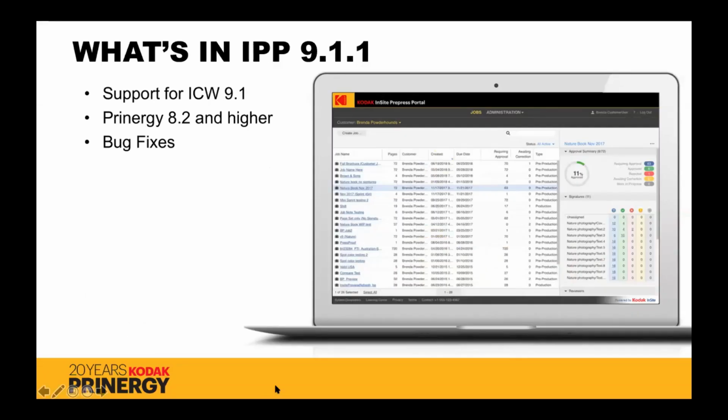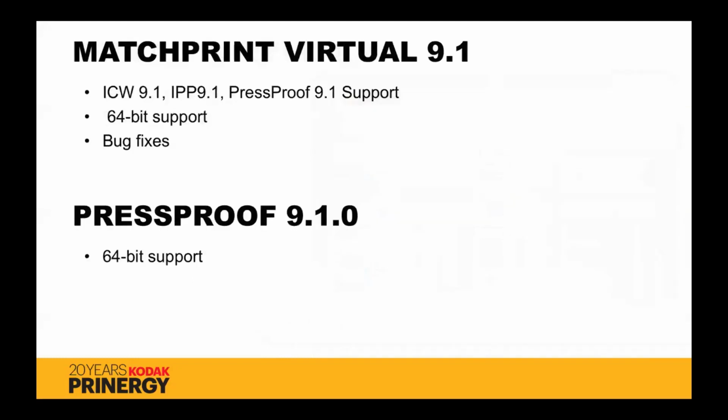What's in 9.1.1? There's not a lot. And that's really the point of doing our 9.1.1 release: to make sure we had integration with ICW. So we had to make some changes, so we had a new release. Again, it's Pernergy 8.2, and then there are some bug fixes. All that information is in the release notes, which is currently posted on workflowhelp.kodak.com.